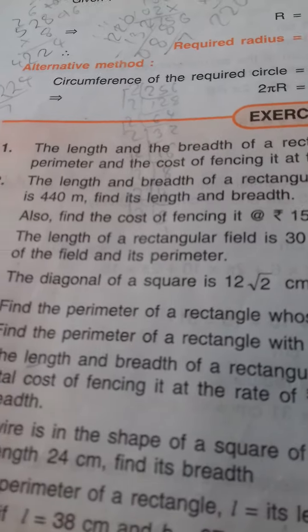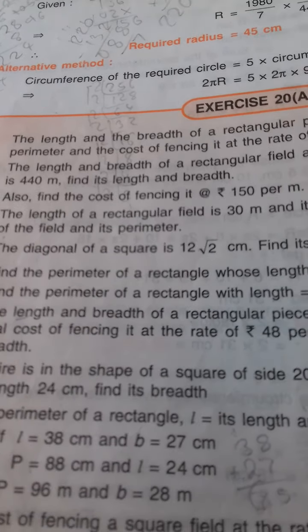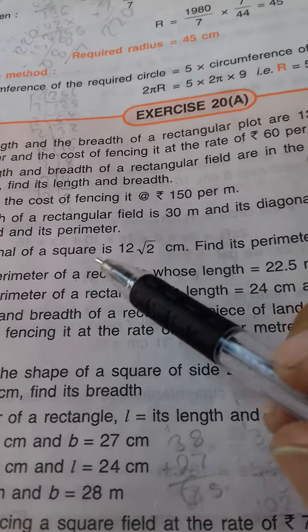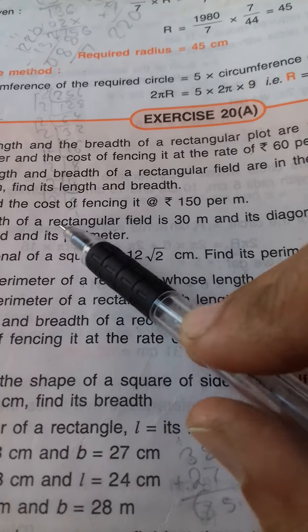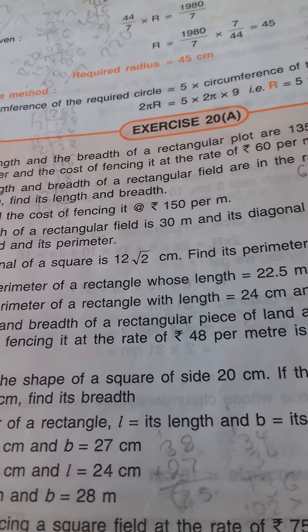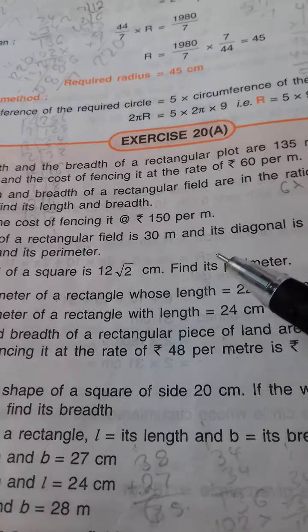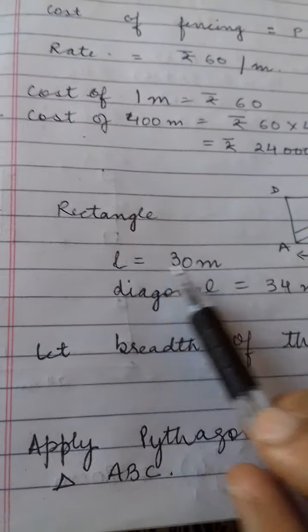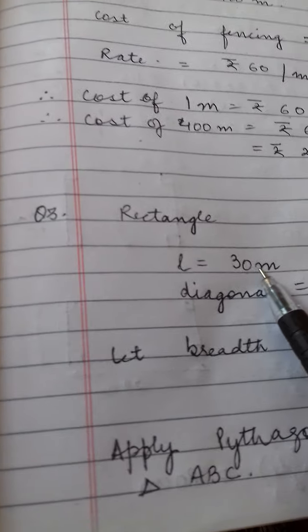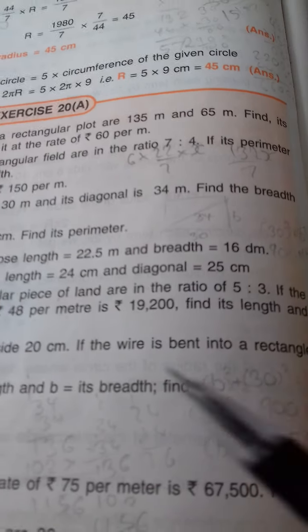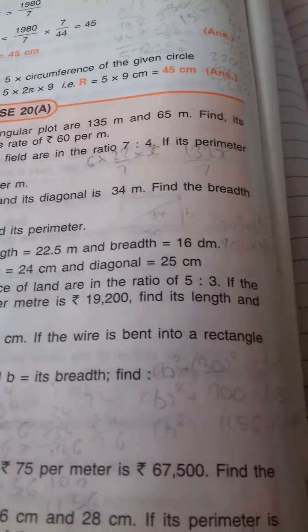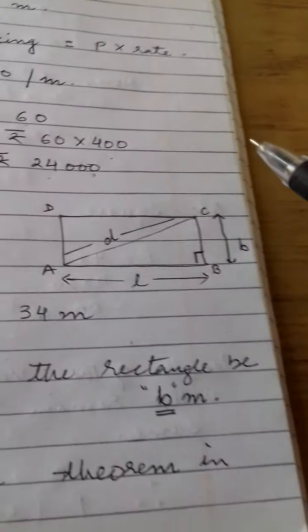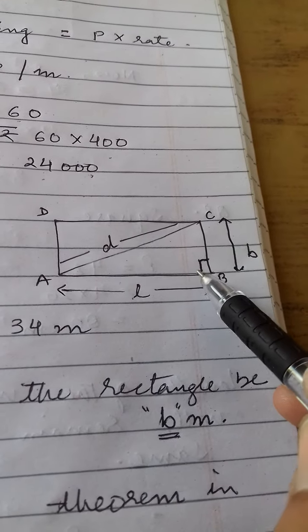Now let's see question number 3. The length of a rectangular field. Again we are talking about a rectangular field, so in our mind the formula of rectangle should start coming up. The length is 30 meters. So what is given to you? Length is given 30 meters. Fine. Then he says diagonal. Now this point I want to remind you again, children. What is your diagonal? Now this is your length, children.